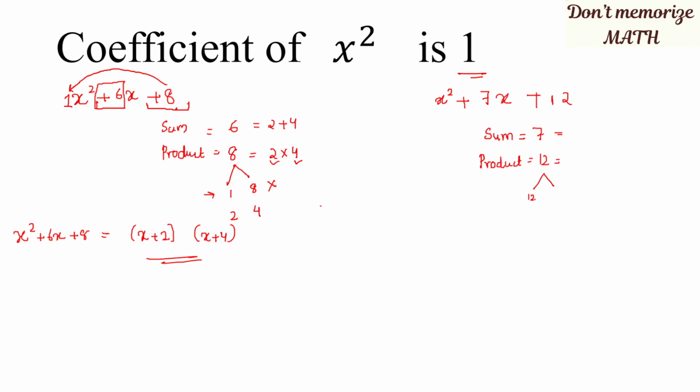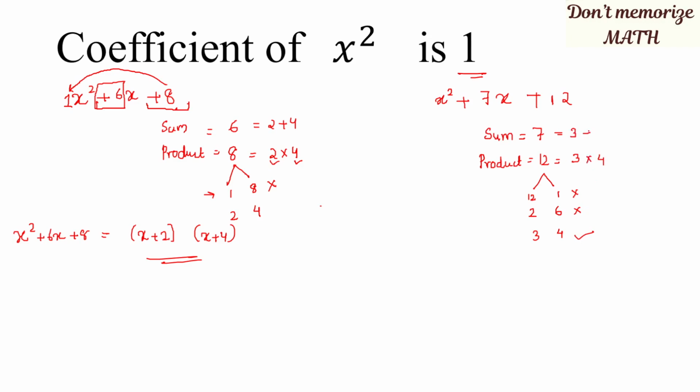So how can we split 12? 12 times 1 is 12, but 12 plus 1 is not 7, right? So this is not the pair. Then 2 times 6. 2 times 6 is 12, but 2 plus 6 is not 7. So this is not the pair. Next, how will we get 12? 3 times 4. 3 times 4 is 12. What about 3 plus 4? It is 7. So this is the pair. So the numbers are 3 and 4. So 3 times 4 is 12.